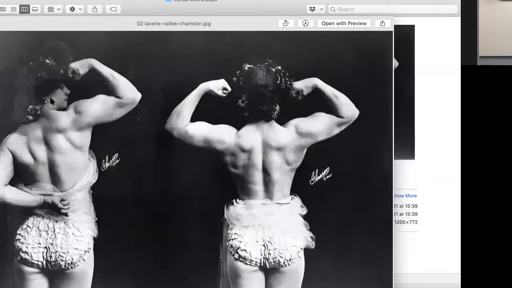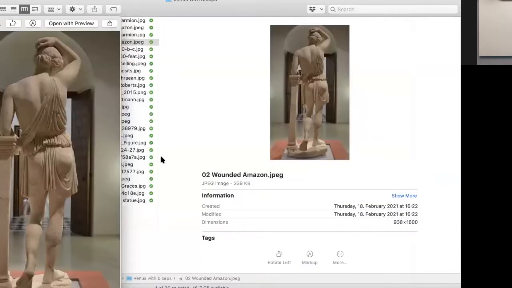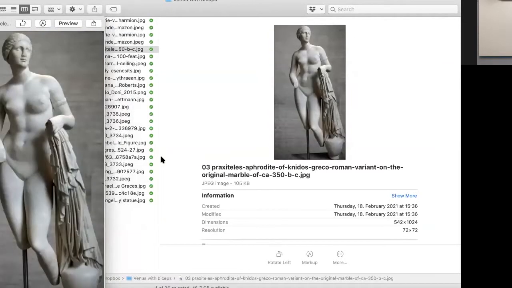And this again is the same athlete, La Belle Valerie Charmant. And I really like her, there are a lot of very nice pictures. And again, this is the Wounded Amazon. Then we move on, this is a Venus, an Aphrodite.